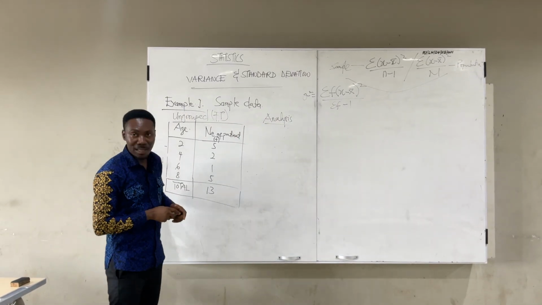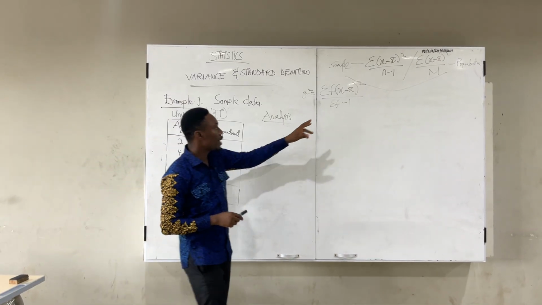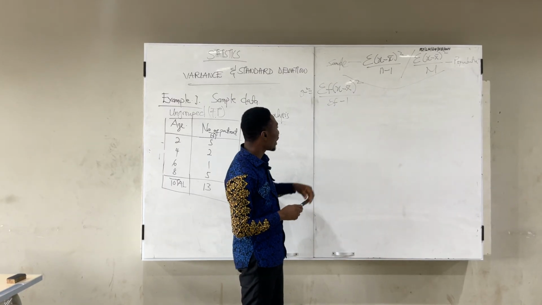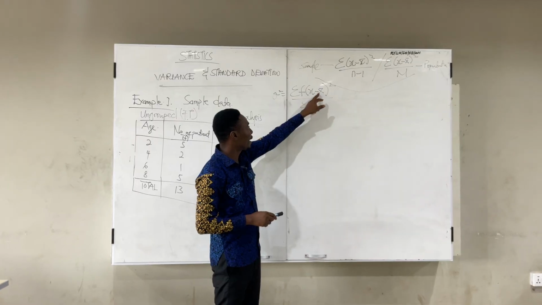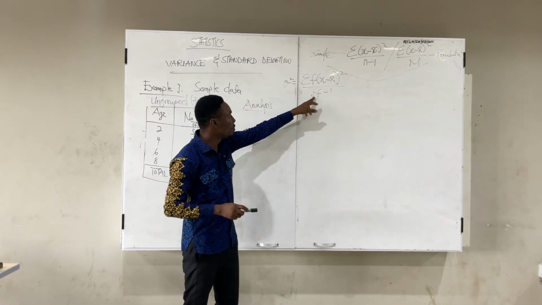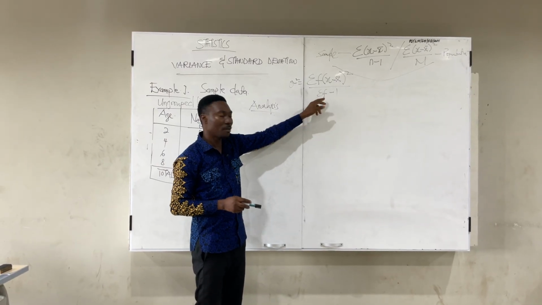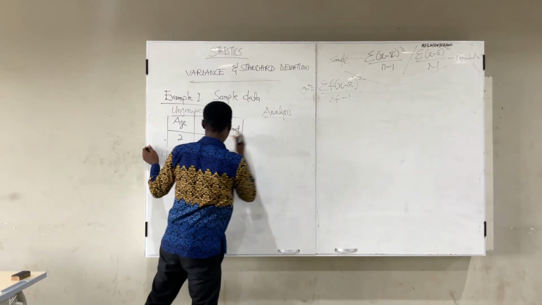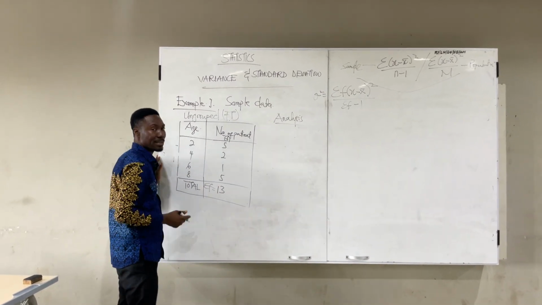Now, the moment you write down the formula, pay attention to it very well. From the formula, you are going to see that you need the mean. Again, you are going to see that you need the deviations, f times x minus the mean. You also need sigma, the sum of f. So we come over to the table. Sum of f means the sum of all the frequencies. So here, sum of f from the table is 13.